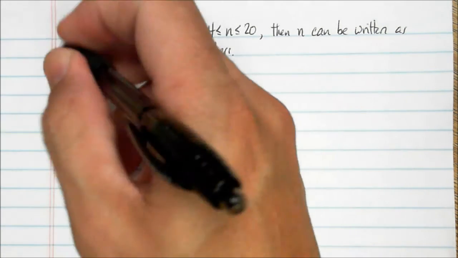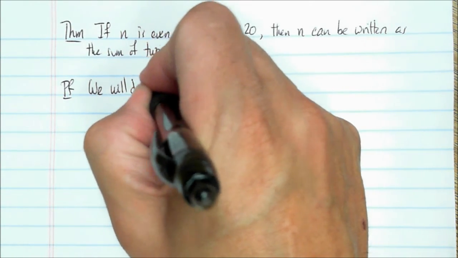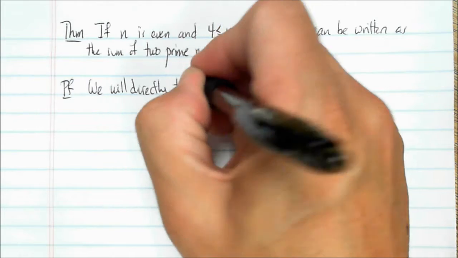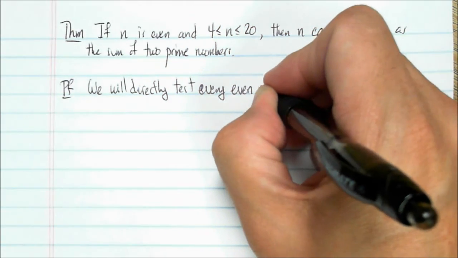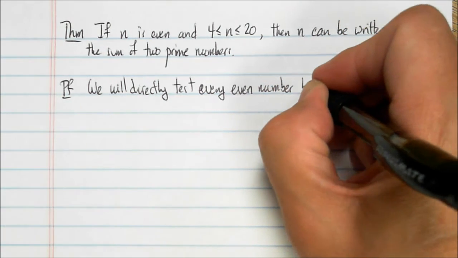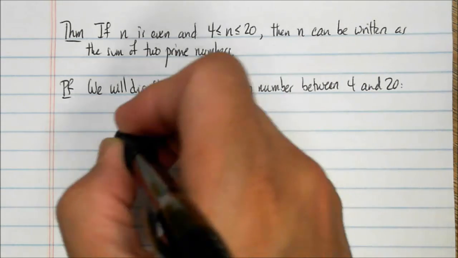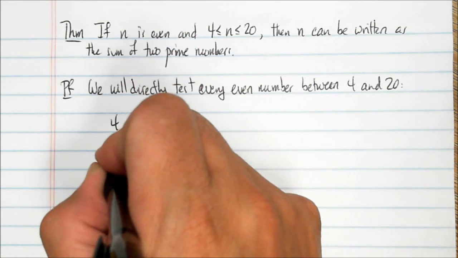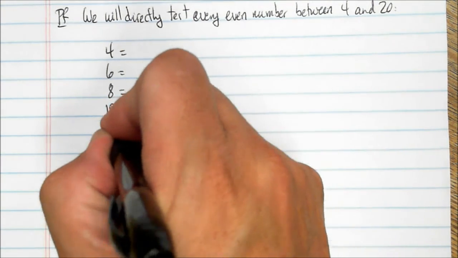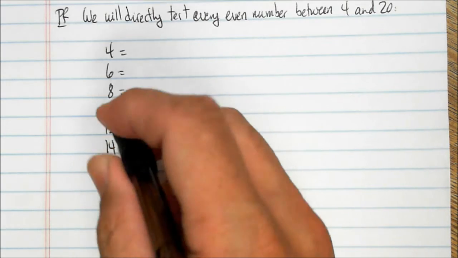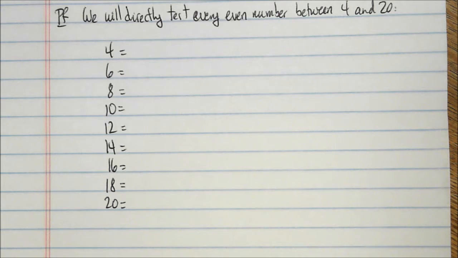Now, this is a constructive proof, so we will directly test every even number between 4 and 20. So I'll write 4 equals, 6 equals, 8 equals, 10 equals, 12 equals, 14 equals, 16 equals, 18 equals, 20 equals. And just simply directly test them all and see if we can do this.